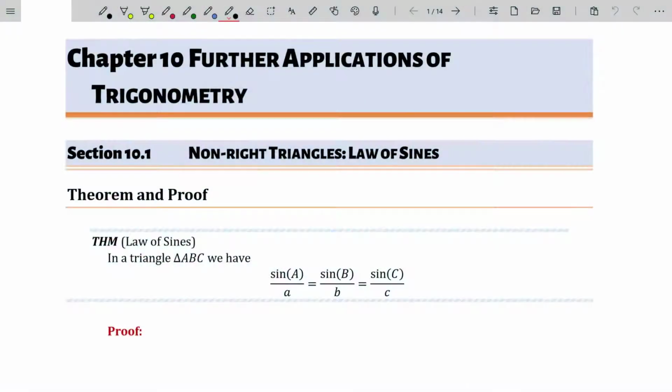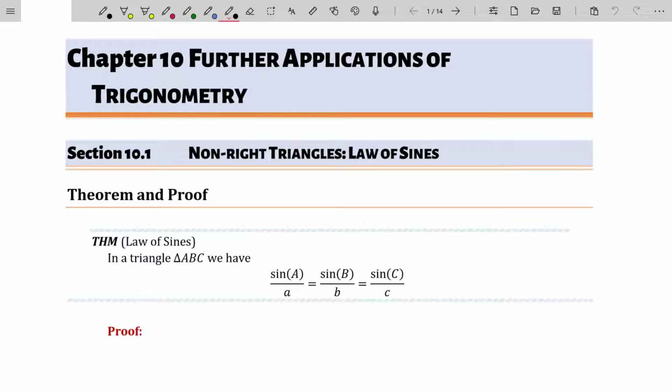Hello, my name is Roy Simpson, professor of mathematics at Cosumnes River College in Sacramento, California. This video is the beginning of a bunch of videos on non-right triangle trigonometry for a trig course. This really opens the gate for us to deal with really good applied problems that do not involve right triangles.